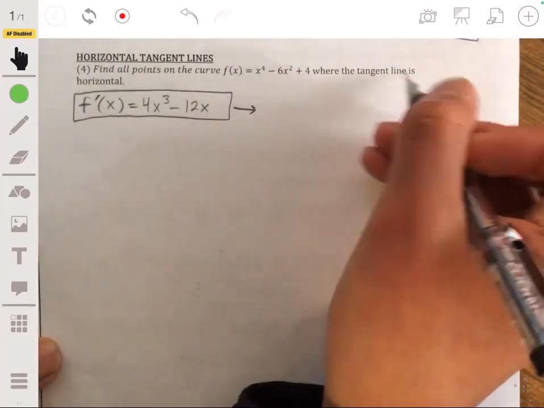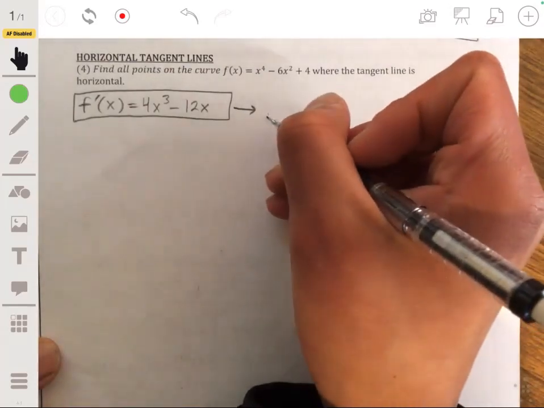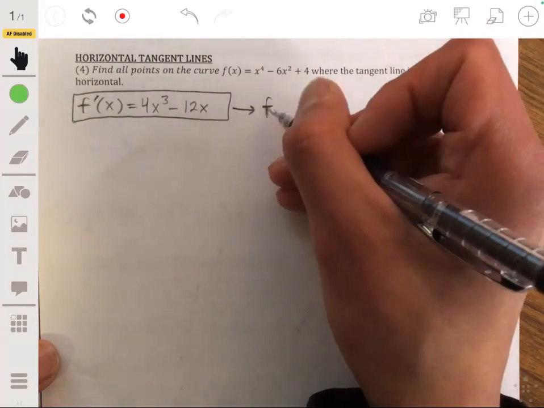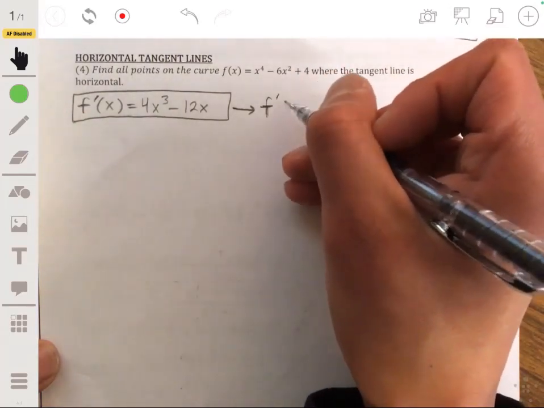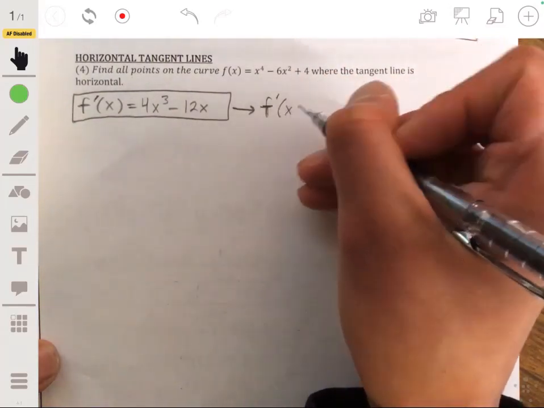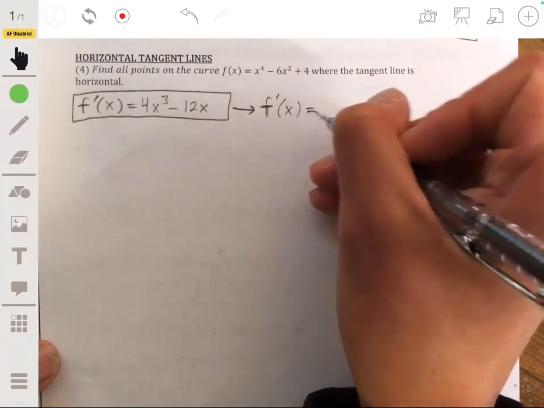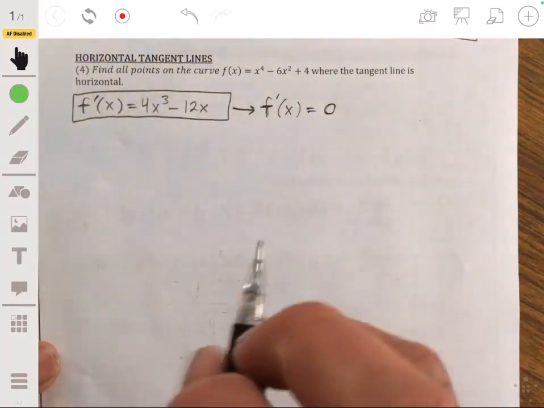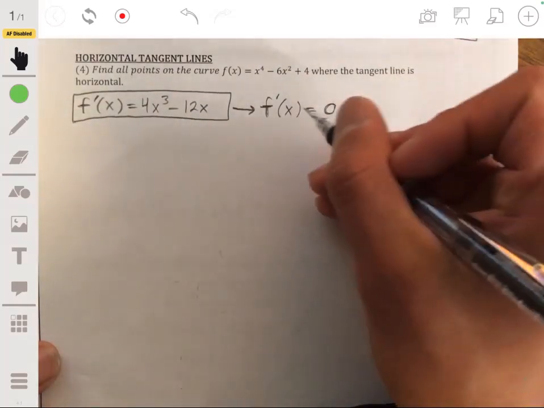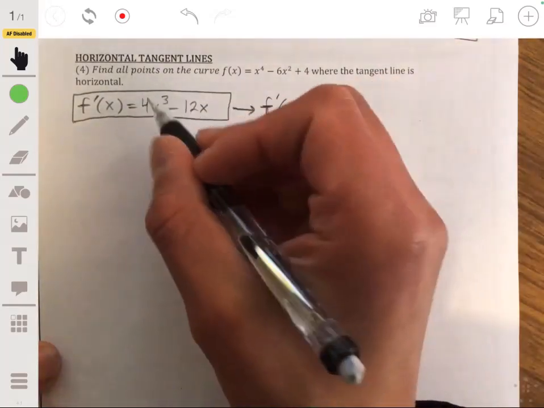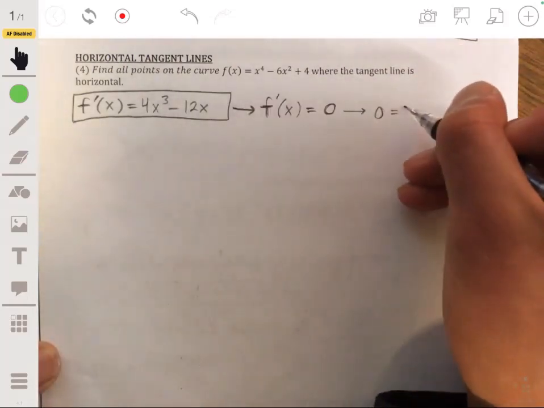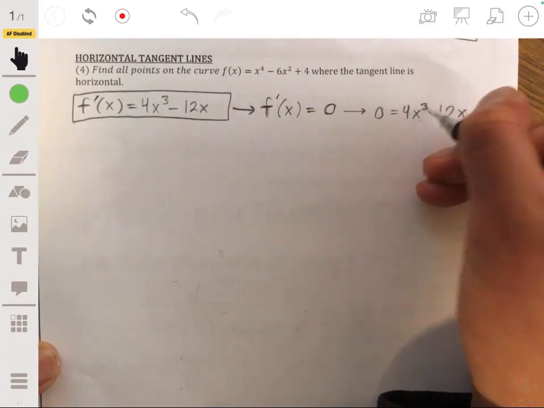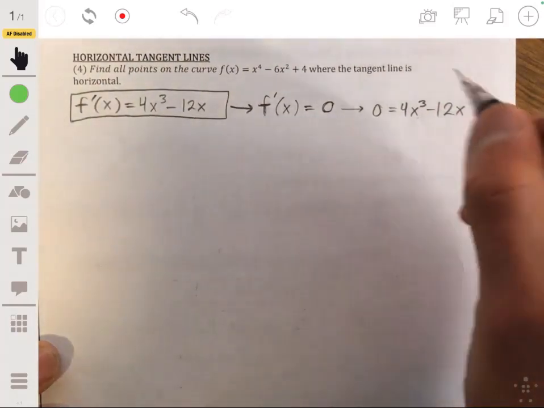So it says where the tangent line is horizontal. So we want to find where the derivative is equal to 0, because that means that its slope is going to be horizontal. So we set f prime of x equal to 0, or essentially this equal to 0. So 0 is equal to 4x cubed minus 12x. And we have to solve for the x values of this.